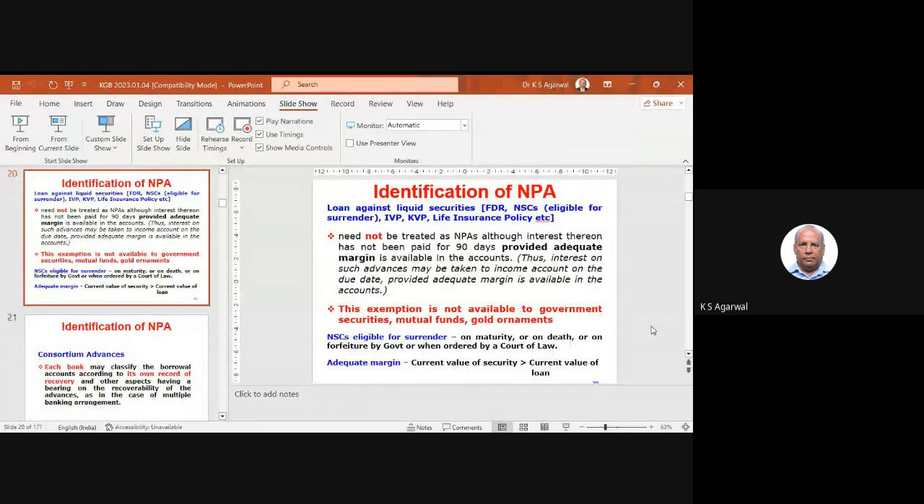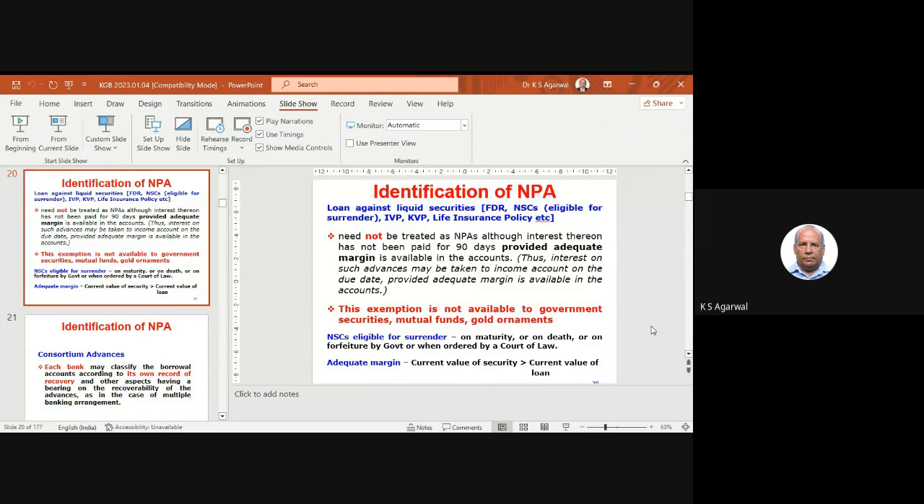Now we come to advances, loans against liquid securities like fixed deposit receipt, national savings certificate, IVP, KVP, life insurance policy, etc. Now such advances, because securities are easily realizable, so RBI has stipulated that such loans need not be treated as NPA, although interest thereon has not been paid for 90 days, provided adequate margin is available. So their condition is adequate margin should be available.